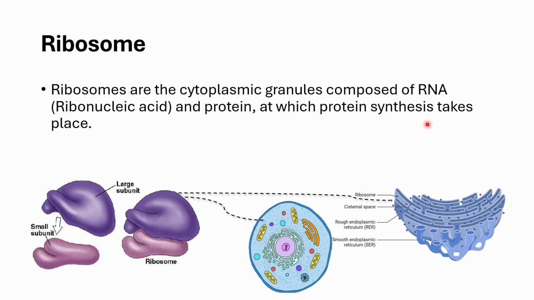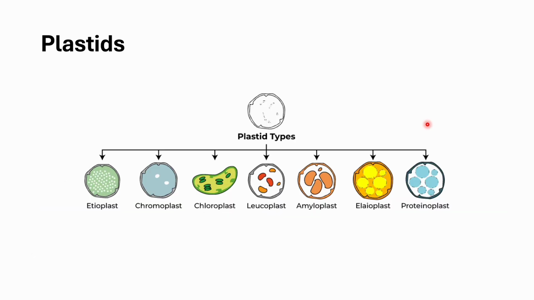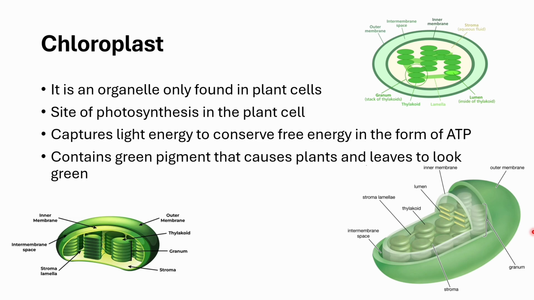Now come to the plastid. There are different types of plastids: the chromoplast, chloroplast, leucoplast, and the other types will be discussed in this video. So let's start with the chloroplast. It's an organelle only found in plants. And why is it only found in plants? Because it's the site of photosynthesis in the plant, and humans or animals don't make their food by the process of photosynthesis, so they don't need chloroplasts. The reason they cannot make their food by photosynthesis is because they don't have chloroplasts. Simple as that.